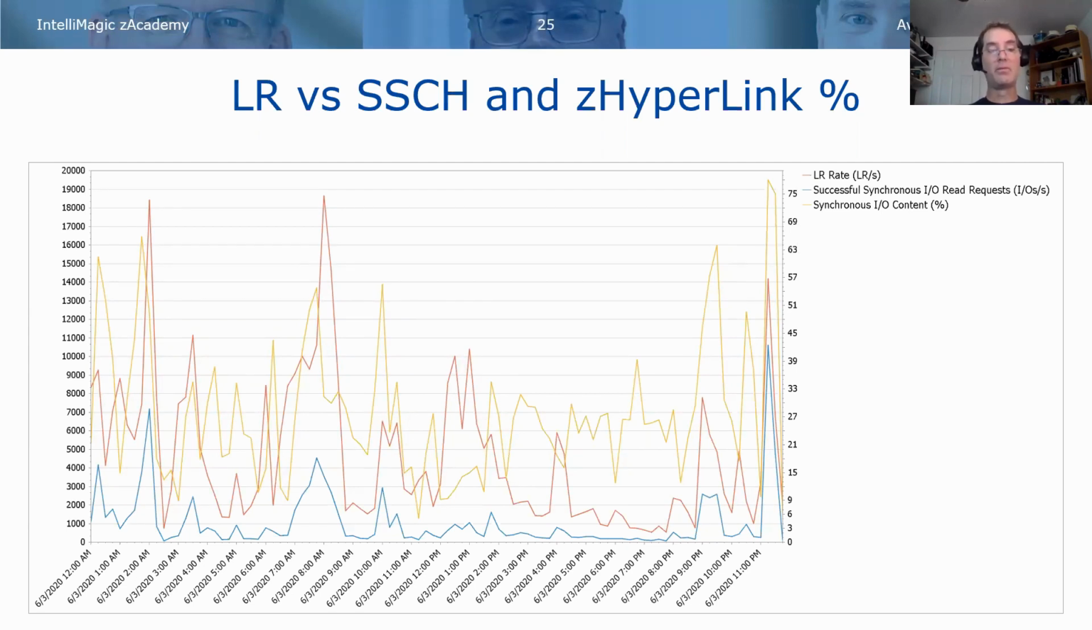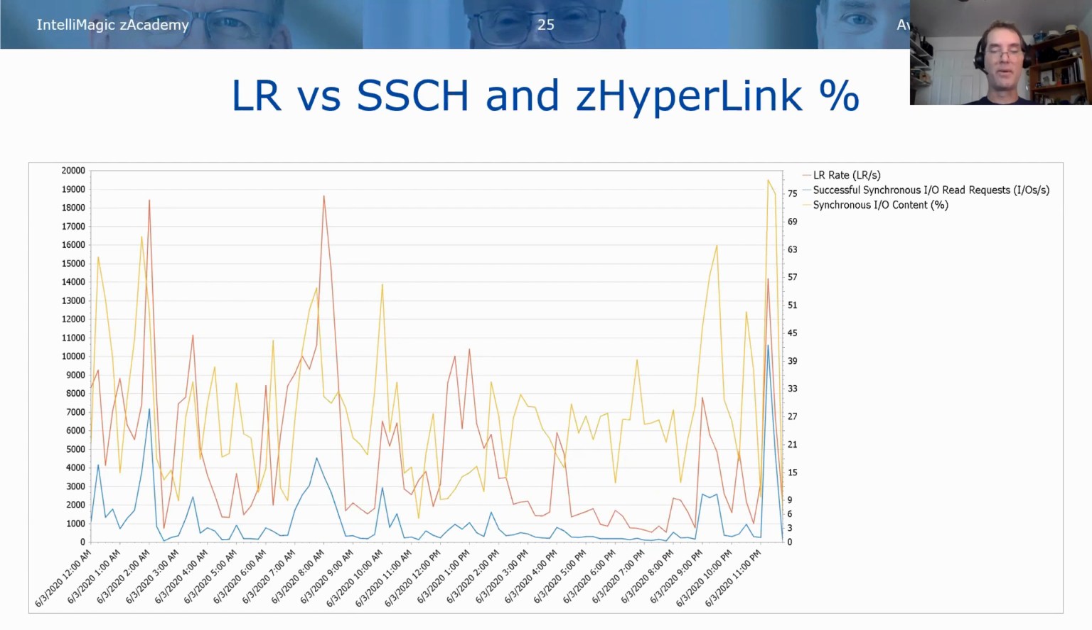So whether the I/O request is a traditional one that came from a channel or a zHyperlink, they're all counted together. In other words, my locate record rate is a true measure of all of my I/Os, both the synchronous and the non-synchronous, I'll call them in this case, traditional. So what I've got superimposed here is my locate record rate plotted on the left side there.